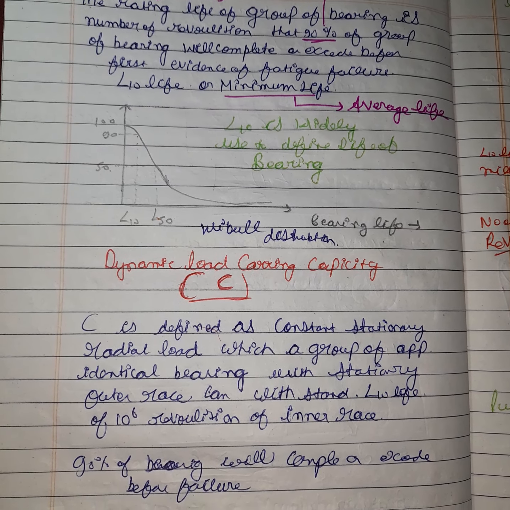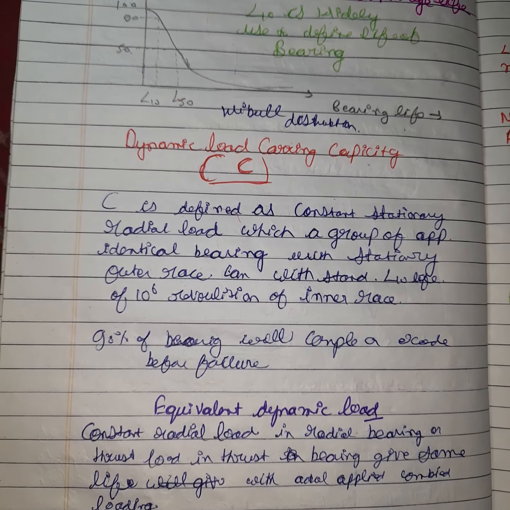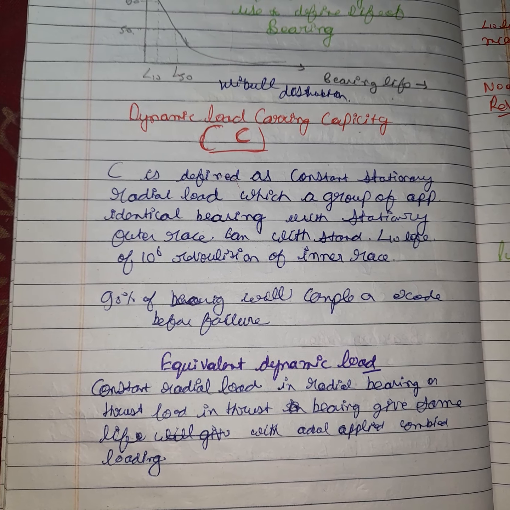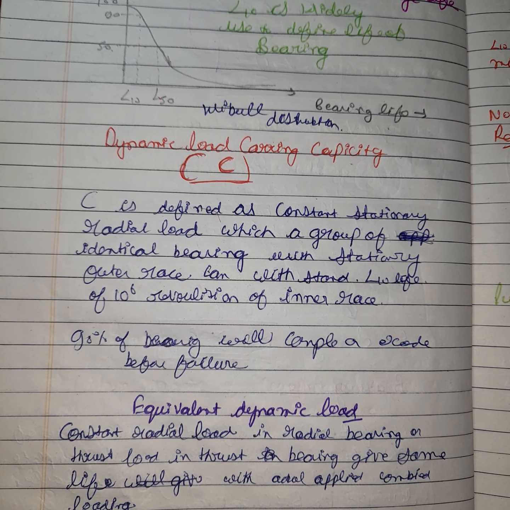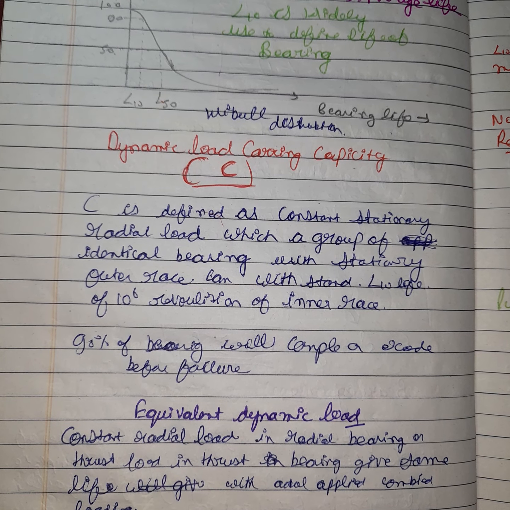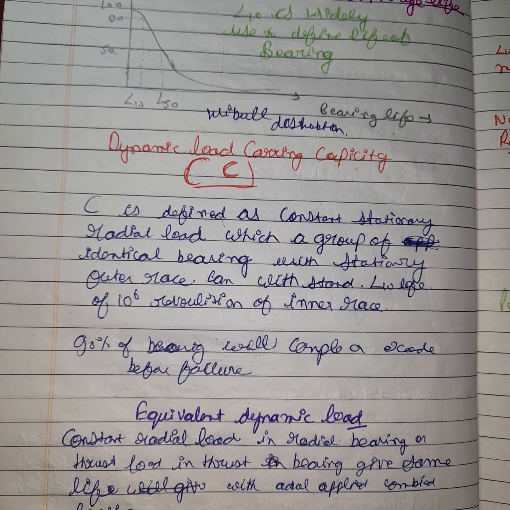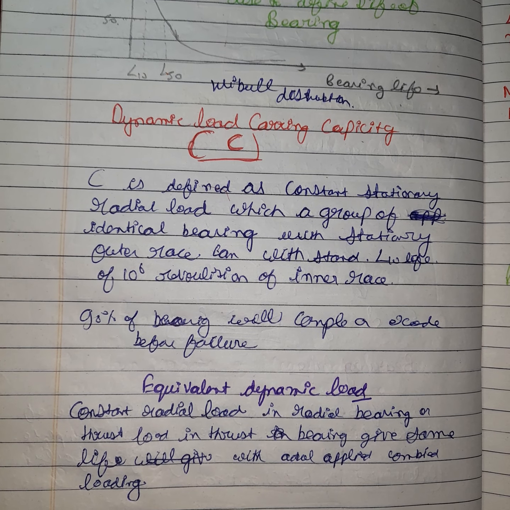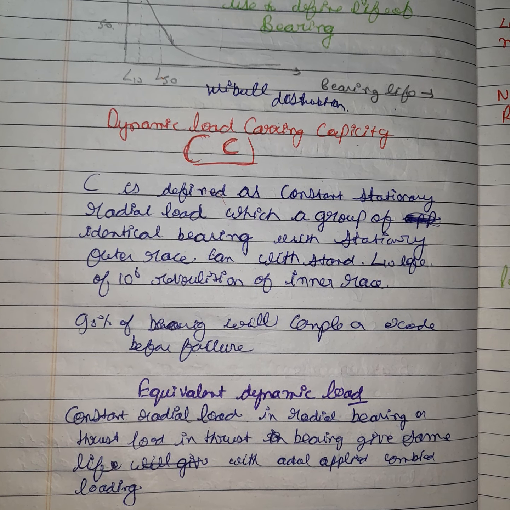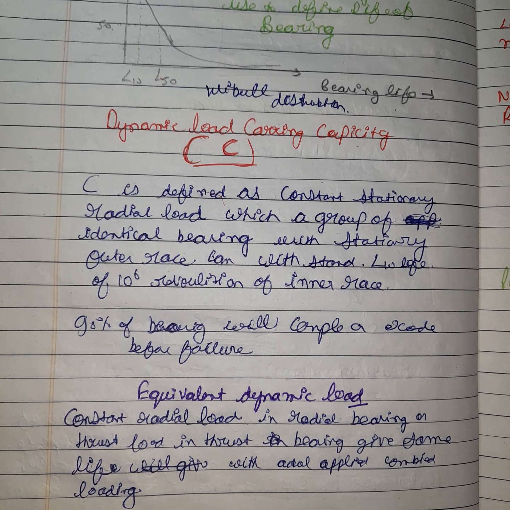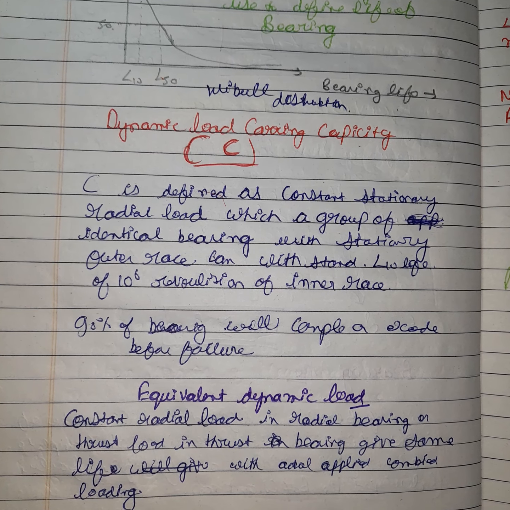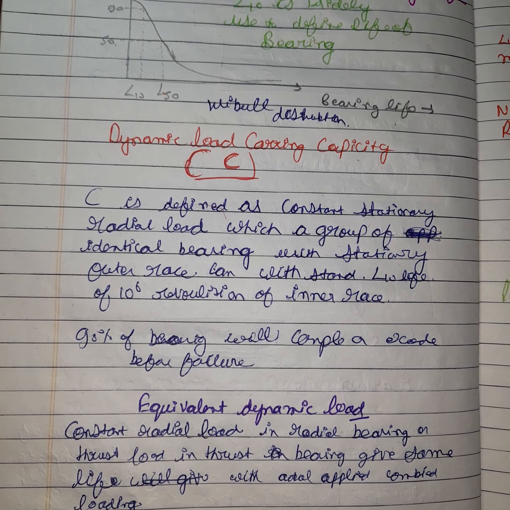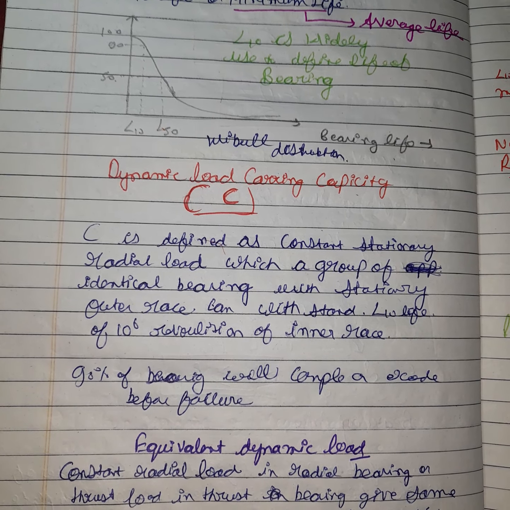Now we come to the next topic, dynamic load carrying capacity. Dynamic load carrying capacity is defined as the constant stationary radial load which a group of identical bearings with stationary outer race can withstand for L10 life or 10 to the power 6 revolutions of the inner race. As usual, 90% of bearings will complete or exceed before the failure, and C will be the 10 to the power 6 inner race revolutions.